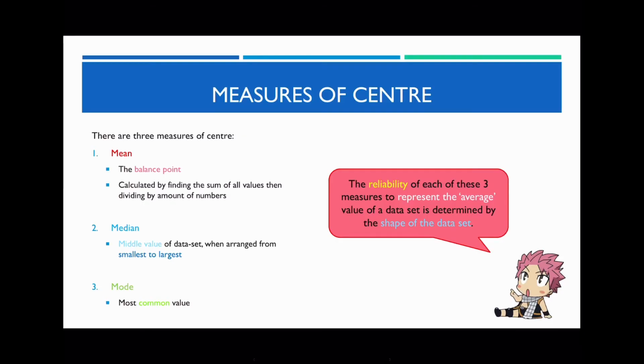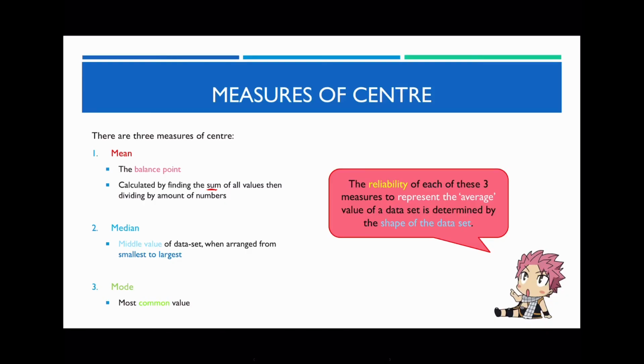The mean is often referred to as the balance point, and I'll show you what this means later on. The way that we calculate the mean is by finding the sum, meaning you add up all the values in the data set and then you divide it by the amount of numbers. The median, on the other hand, is what we refer to as the middle value of a data set, and this can only be calculated when we arrange numbers from smallest to largest, so in ascending order. And the mode, I'm pretty sure most people still remember what this is, is found by working out the most common value in that data set.